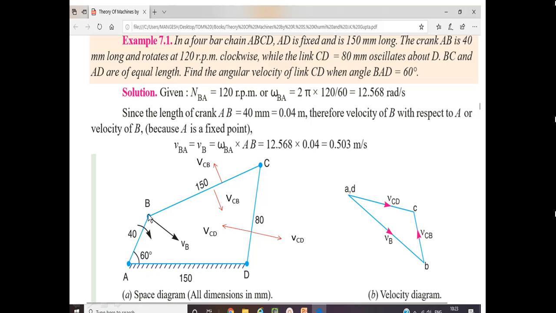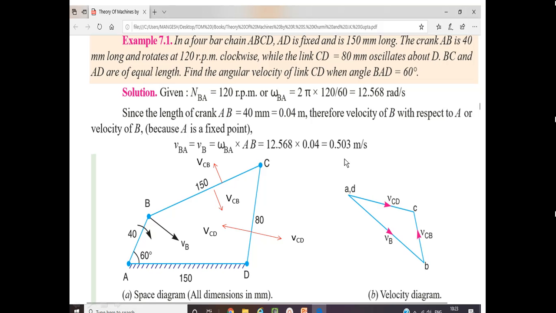So the velocity of B is in this direction, because the angular velocity is given in the clockwise direction. If it were anti-clockwise, then the direction of the velocity of B with respect to A would be the other way. But it is rotating clockwise, so the velocity of B will be in this direction. The velocity is V equal to R omega, where omega is the angular velocity of link AB and the length of AB is 40 mm, so in meters it is 0.04. On that basis, the velocity of B relative to A is equal to 0.503. That is a calculation we have to do before drawing anything.